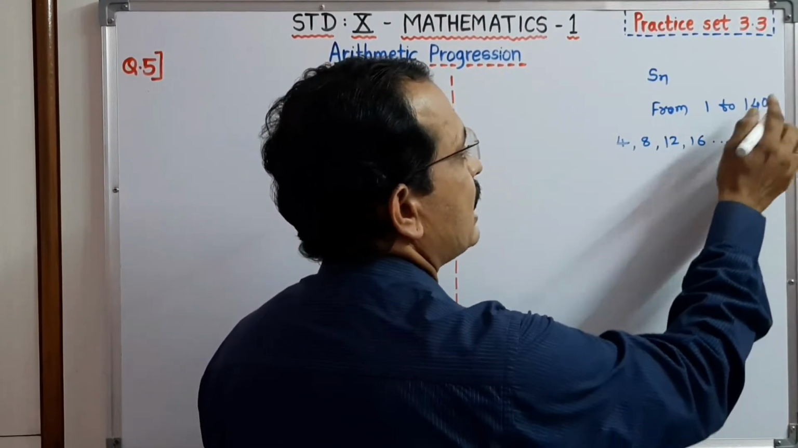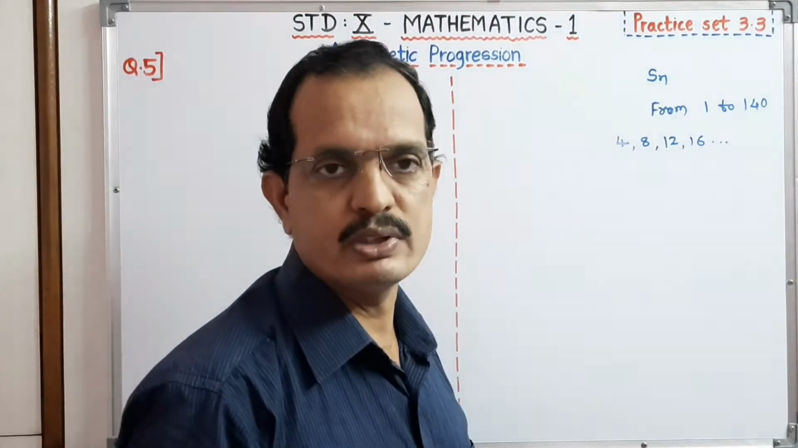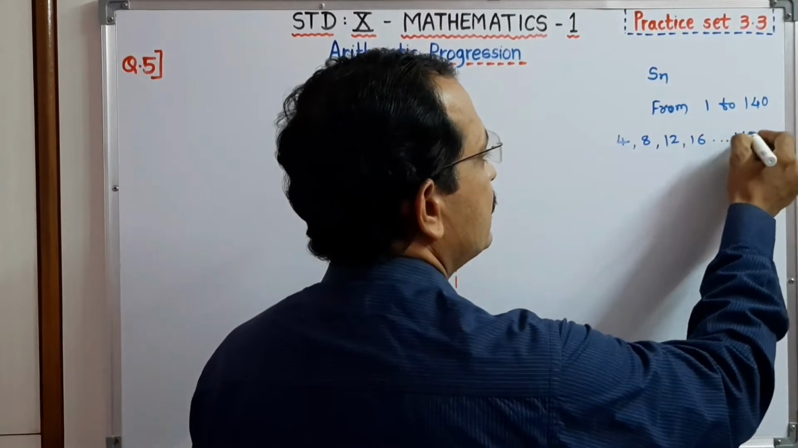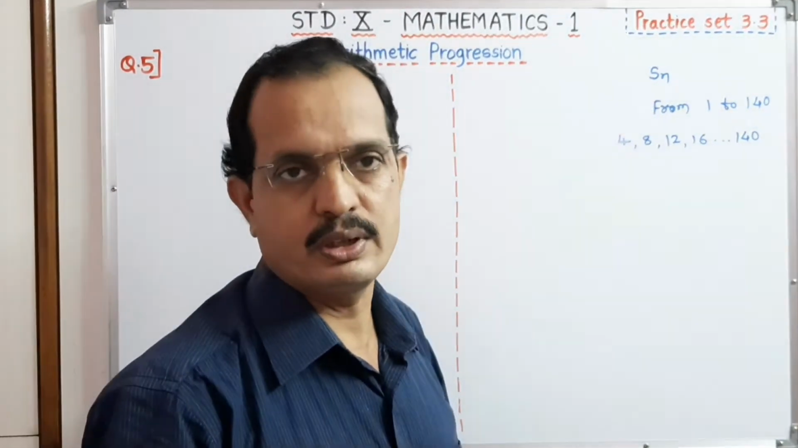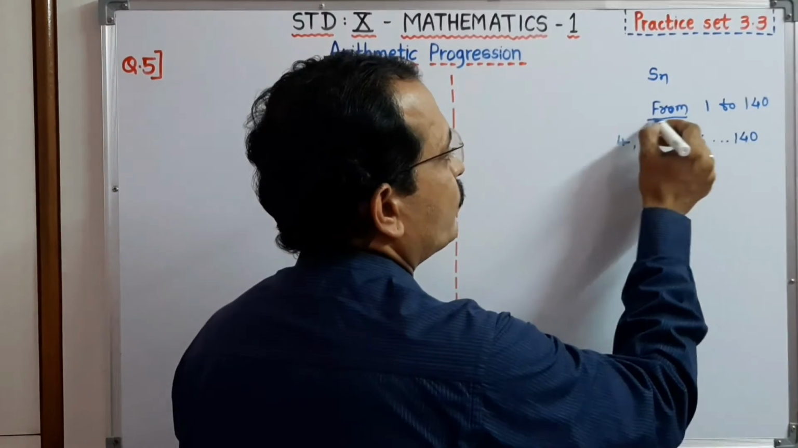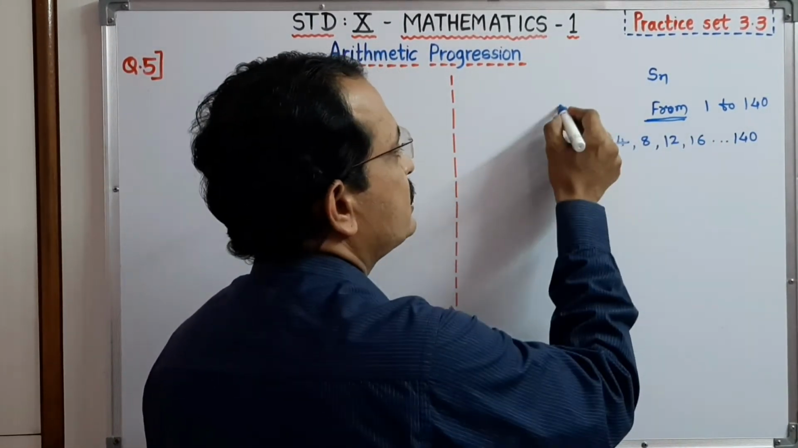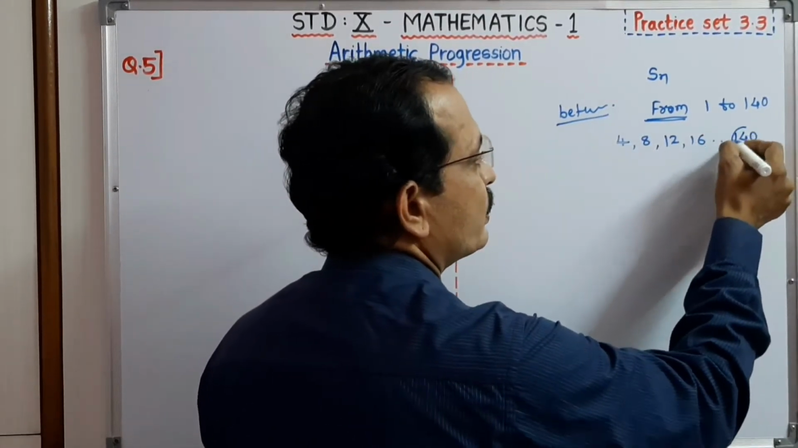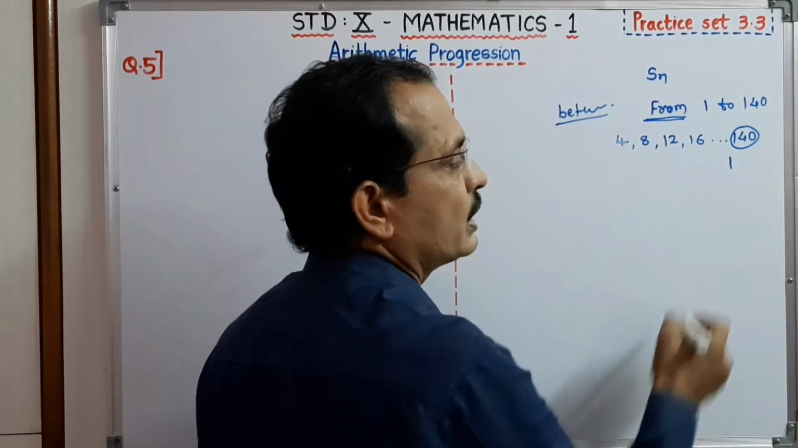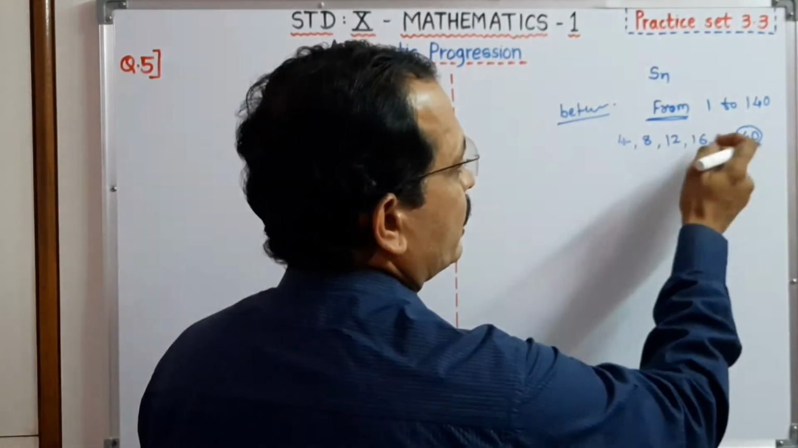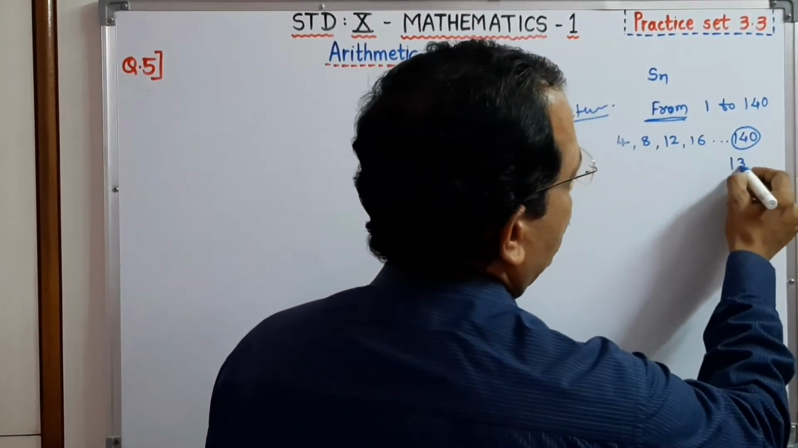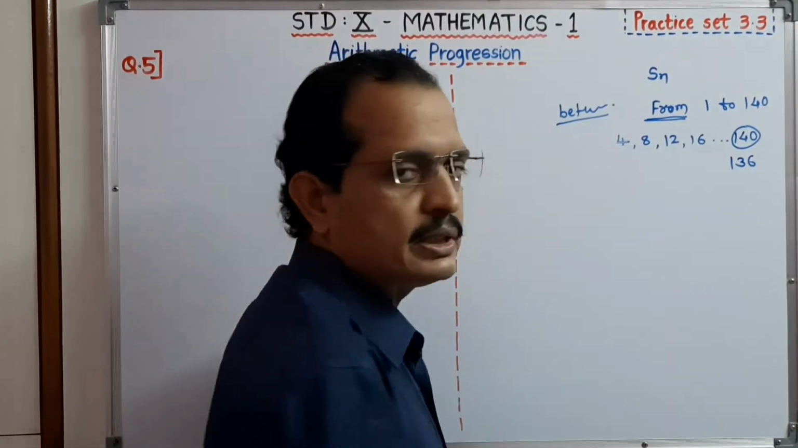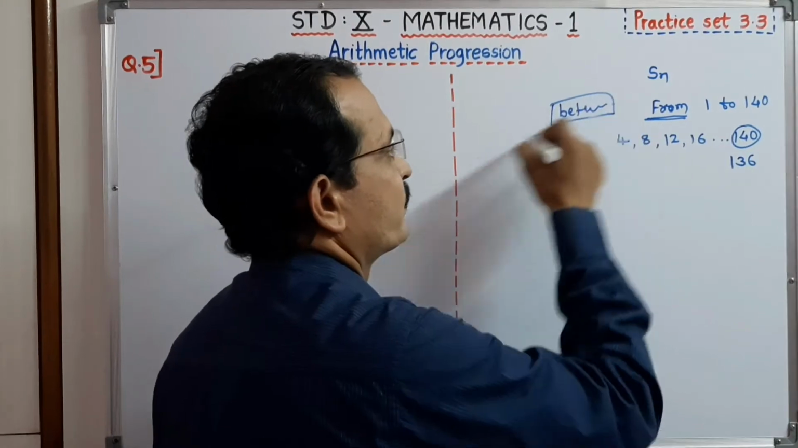Now this last number 140 is also divisible by 4. Therefore our last number is 140. Why? The word from is there. If it were between, then we can't take this 140. We have to take 136. Got it? That means we have to take up to the number 136 if the word between is used.